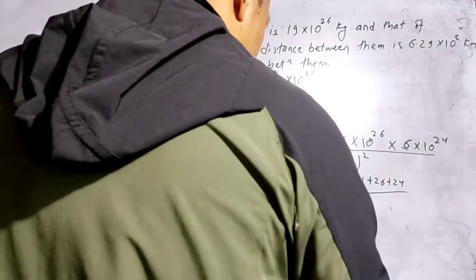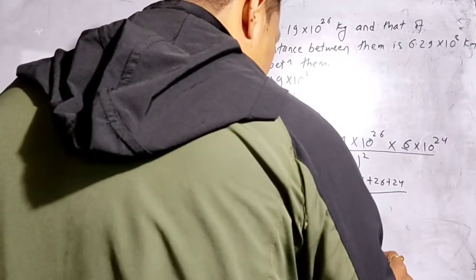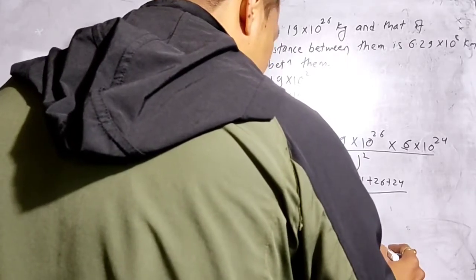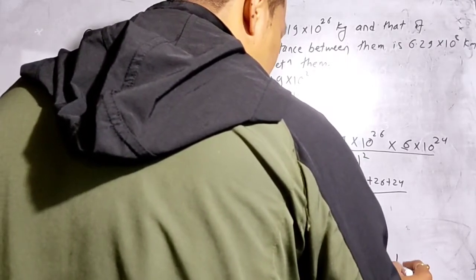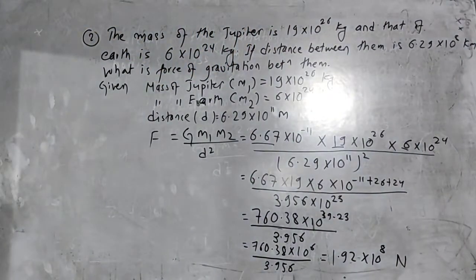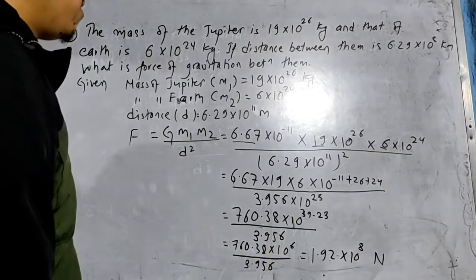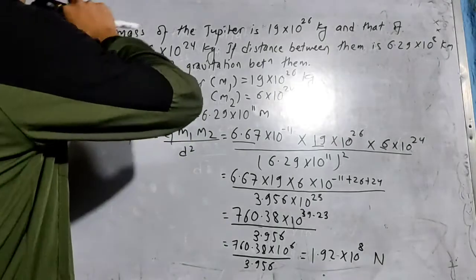Okay, now we get value as 1.92 into 10 to the power 8 Newton. Okay, here we have our answer. Now let's move to the next question.